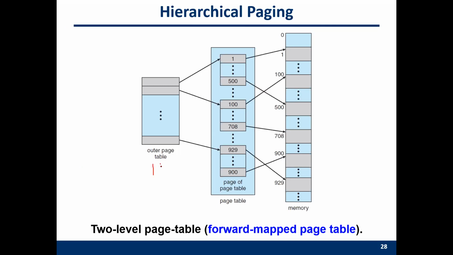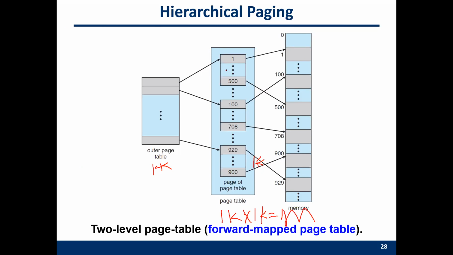We have a 1K outer table here, and each inner table is also 1K. How many inner tables do we have in total? 1K. So 1K multiplied by 1K is still 1M. We don't actually reduce the size of the page table. We just break the large 1M entries into 1K pieces.